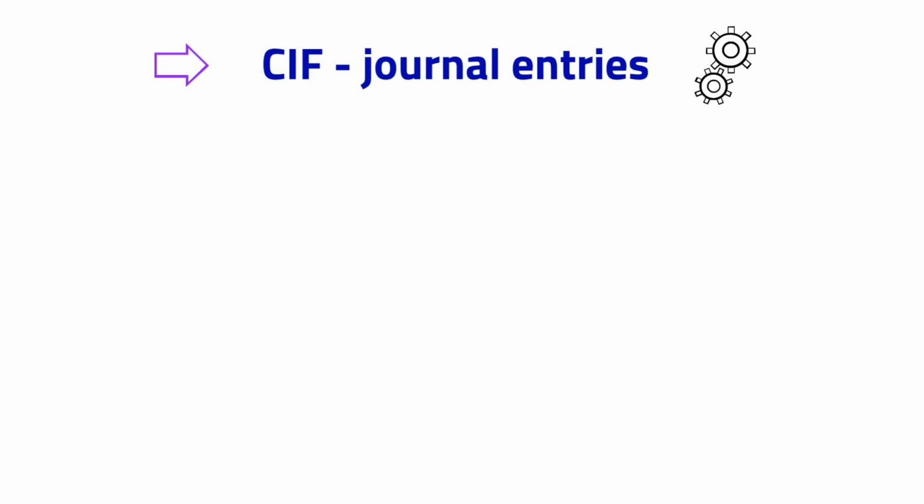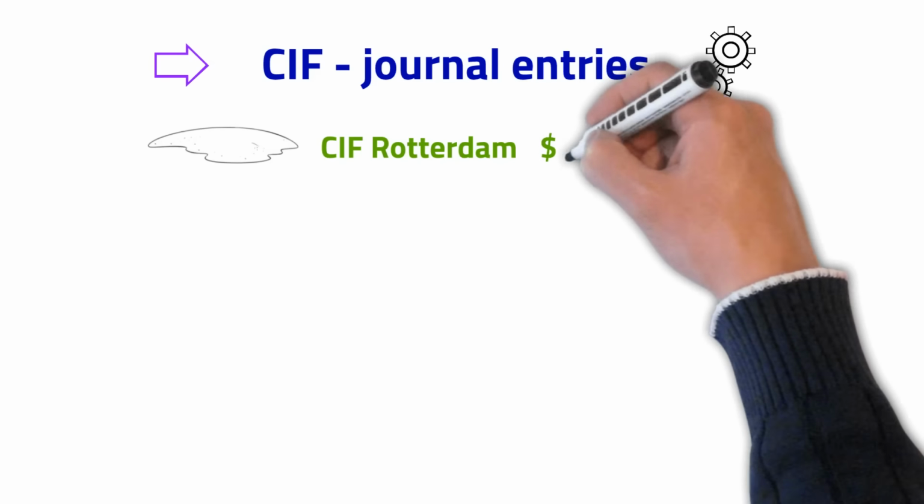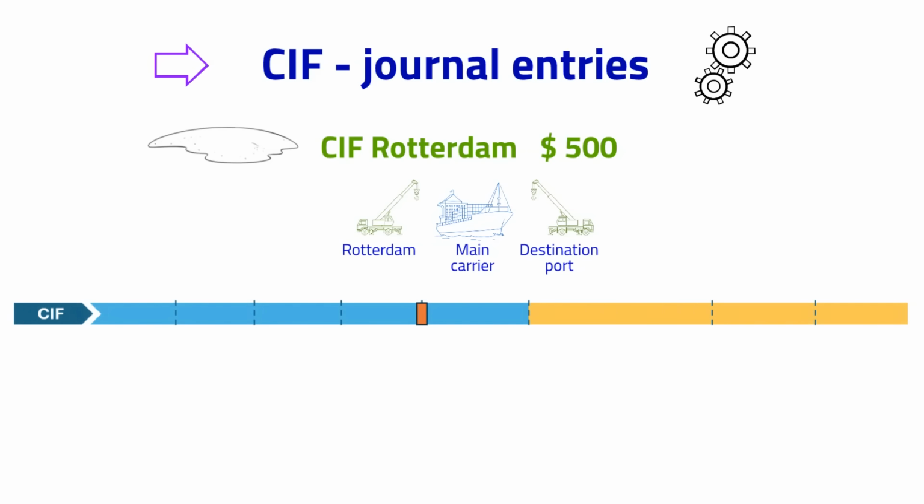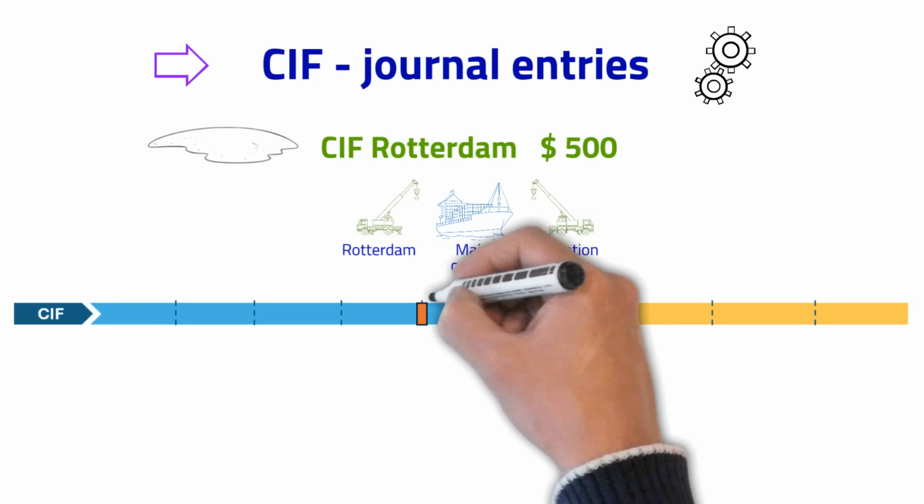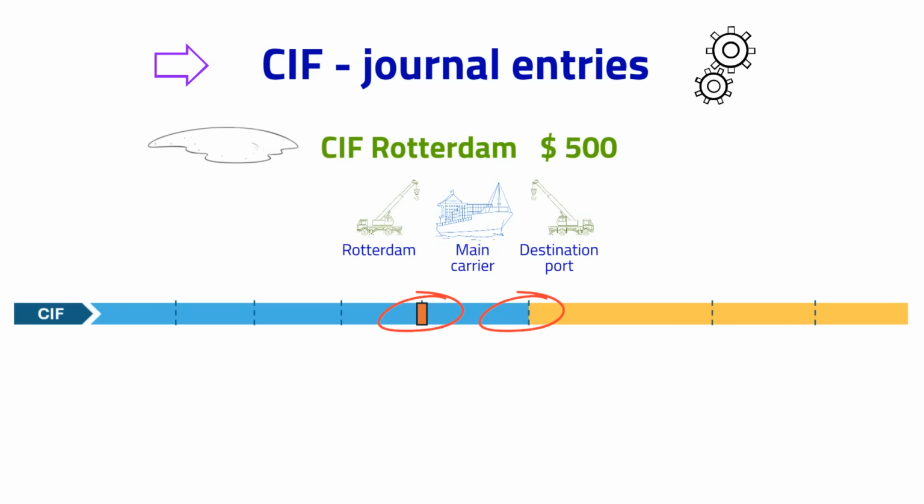Now let's have a look at CIF. We buy sugar CIF Rotterdam for $500. Seller pays freight and insurance, but risk still transfers to us at loading in Rotterdam. Accounting will be the same as for FOB. The insurance is for our benefit but doesn't change control.